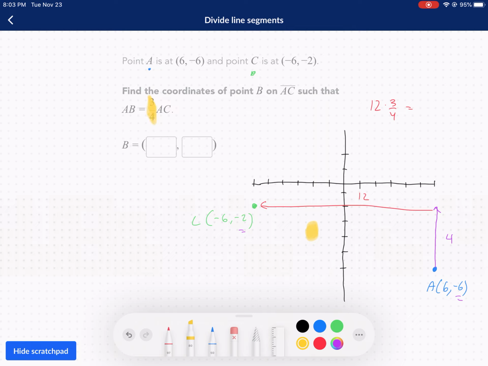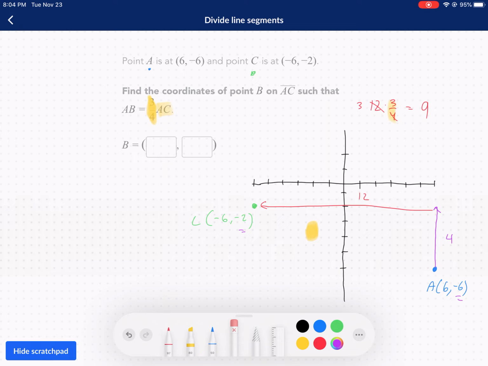So we need to multiply 3/4 times the whole distance of AC. If we know the distance of AC is composed of these vertical and horizontal distances, we can find it easily enough. The key is multiplying that by 3/4. As we do that, we can cancel: 12 divided by 4 is 3, so this is 3 times 3, and that gives us 9.